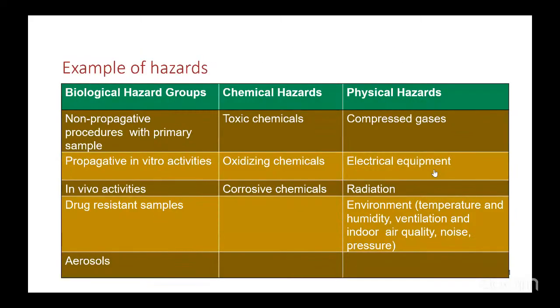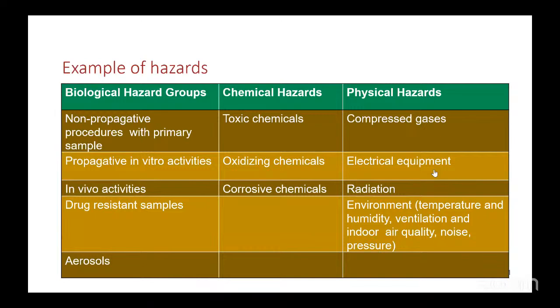What are examples of hazards? We have biological hazards, chemical hazards, and physical hazards. We have non-propagative procedures with primary samples. Those are biological hazards. We have propagative in vitro activities. In both, we also have hazards like drug-resistant samples, aerosols, and so on. For chemical hazards, we have toxic, oxidizing, and corrosive chemicals. Physical hazards could be compressed gases, electrical equipment, radiation, environment, ventilation, indoor air, noise, pressure. All these form physical hazards.